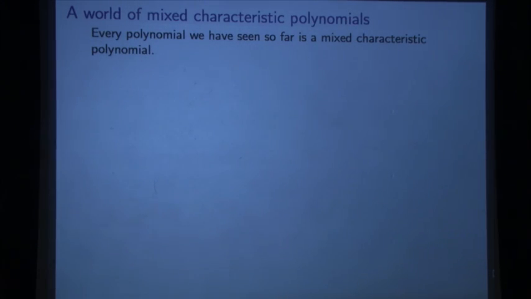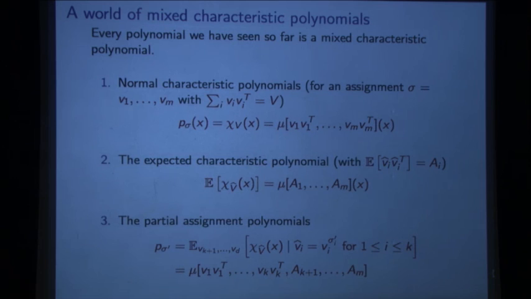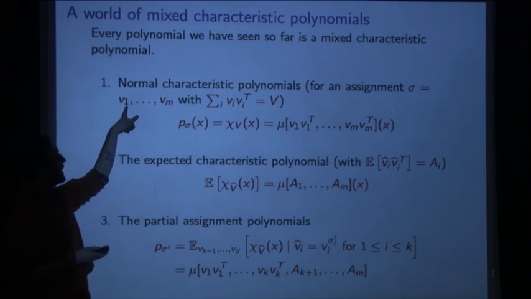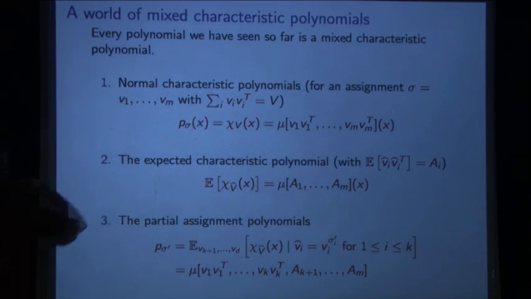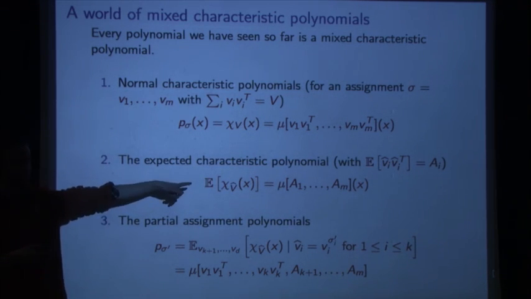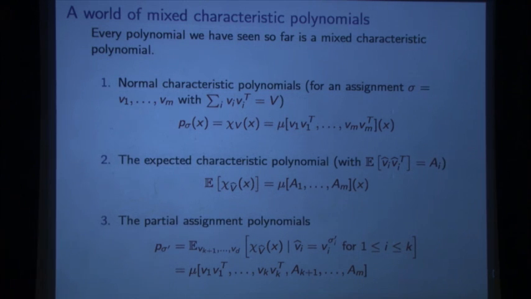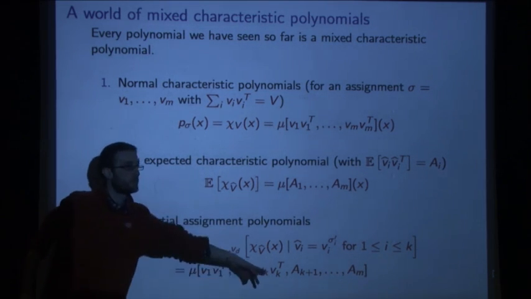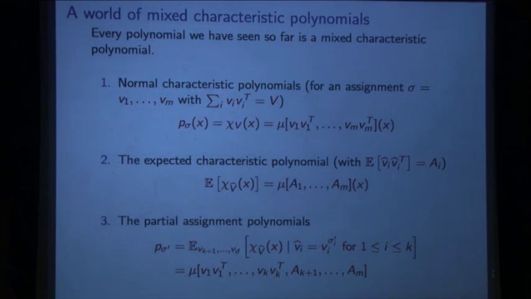And I claim that there are a world of mixed characteristic polynomials. In particular, every polynomial we've seen so far in this talk is a mixed characteristic polynomial. So a normal characteristic polynomial is a mixed characteristic polynomial. You just pick the random vector to be this vector with probability 1. The expected characteristic polynomial is certainly a mixed characteristic polynomial. You just plug in the expected outer products of each vector. And the partial assignment polynomials are also mixed characteristic polynomials, because for the first collection, you tell it what you've picked, and then for the rest, you show it the expectation.